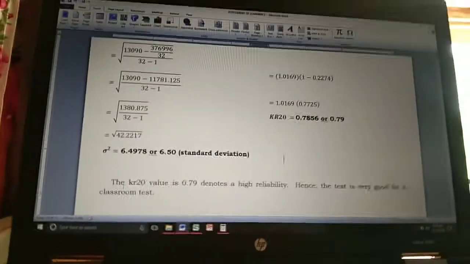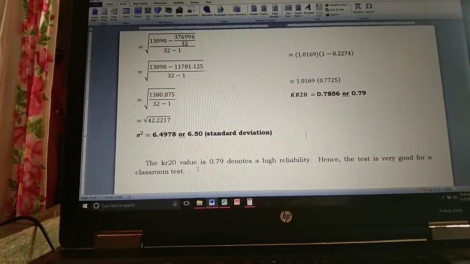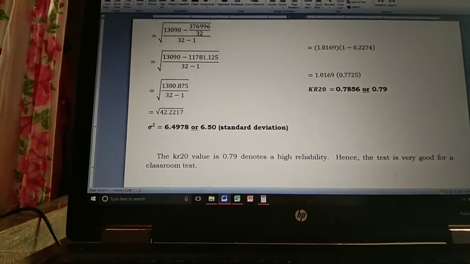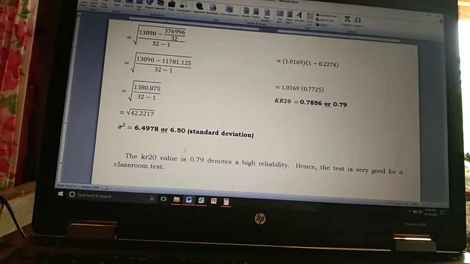The KR20 value is 0.79, denotes a high reliability. Hence, the test is very good for a classroom test.